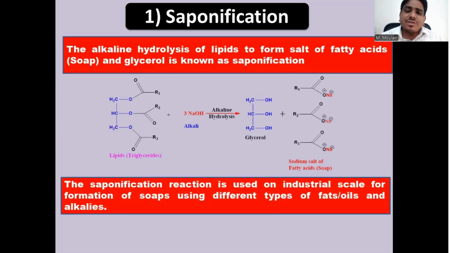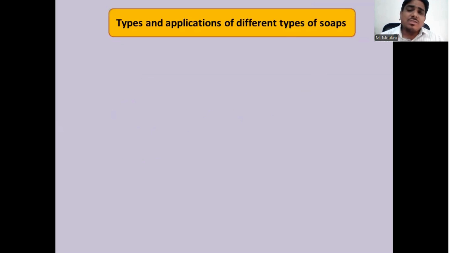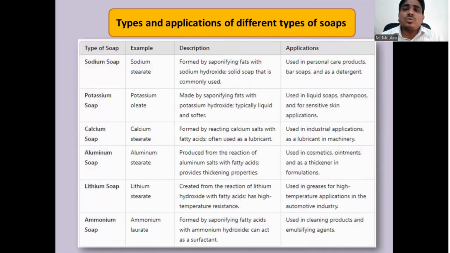So the saponification reaction is used on the industrial scale for formation of the soap using the different types of fats and oils and the alkalis. But for formation of good quality of soap, it is very important to find the saponification number of fat or oil. So let us look at the different types of soaps. Depending on the sources of the fats and oil and alkalis used for the formation of soap, that is for the saponification reaction, the soaps are of different types.